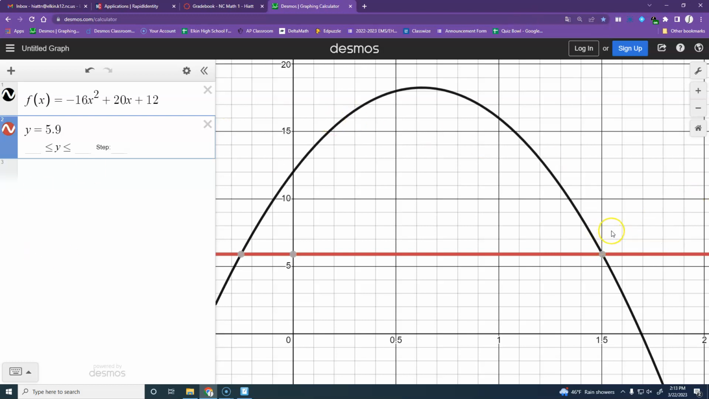So there's a lot of cool stuff that you can do with this. This is where we're going to use our catapults because we're going to analyze that.